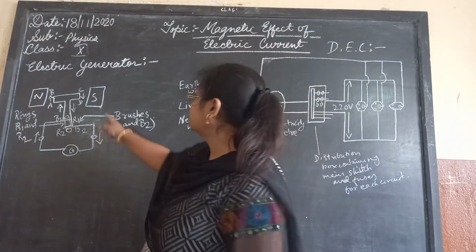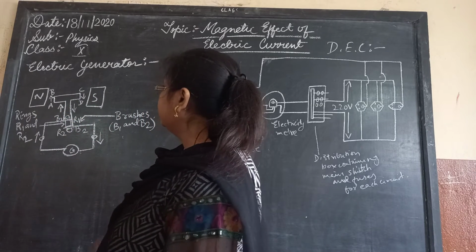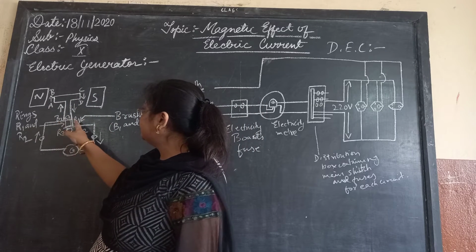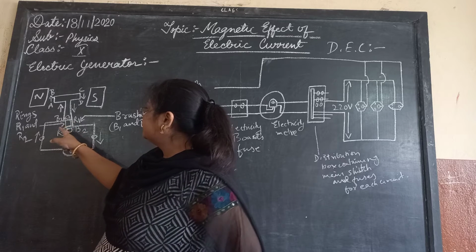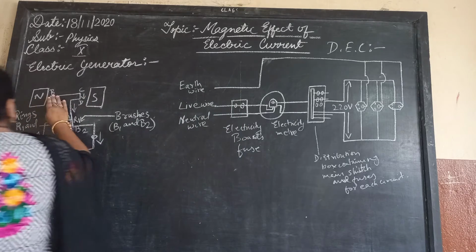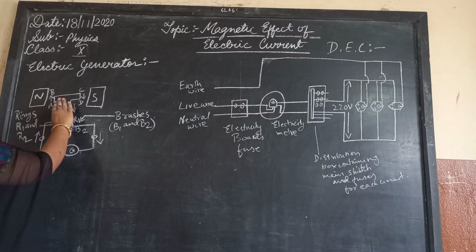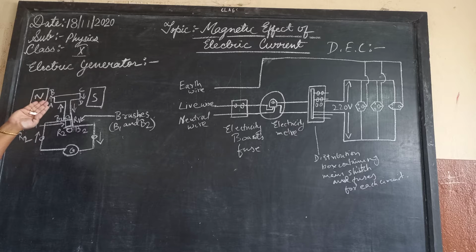These are the two magnets we have taken, and this is the split ring R1 and R2, and these V1 and V2 are the two brushes. It moves from this particular side, meaning A, B, C, D will move like this, and then like this, and then like this, and then again like this. It will go in the clockwise direction.